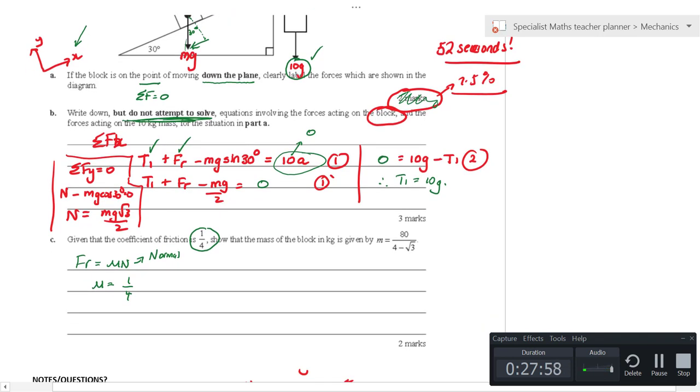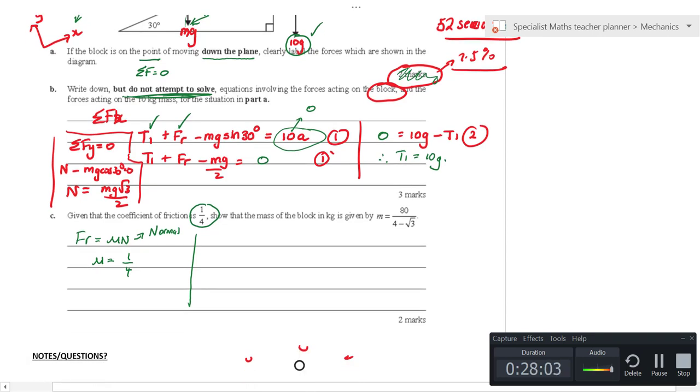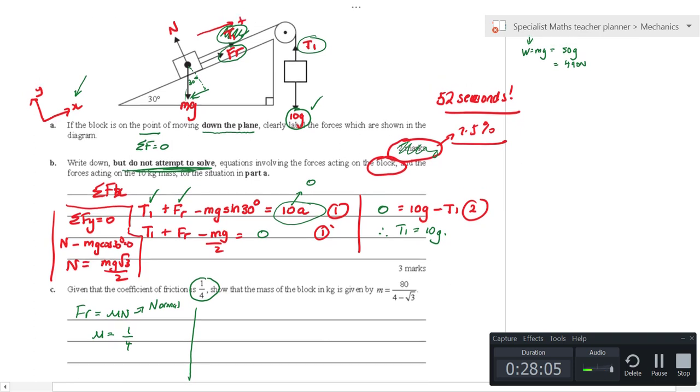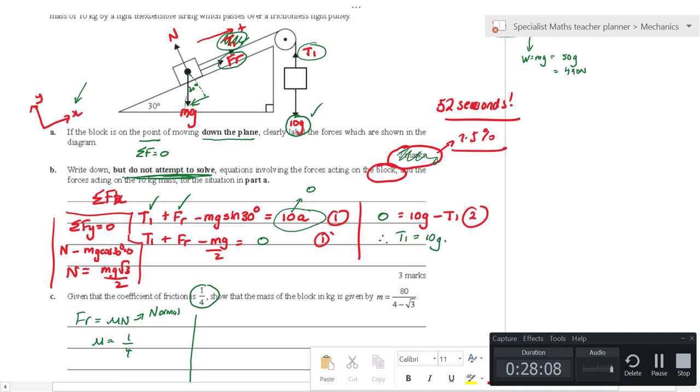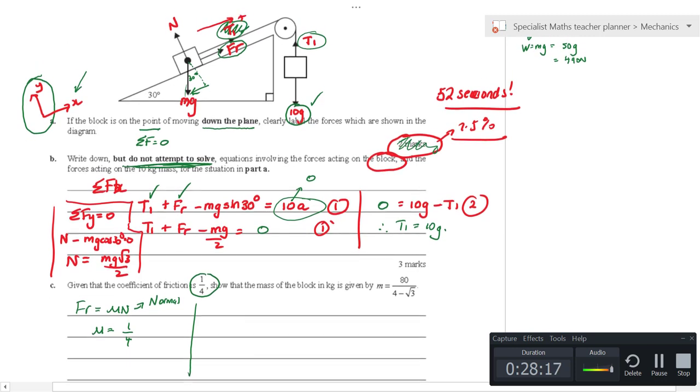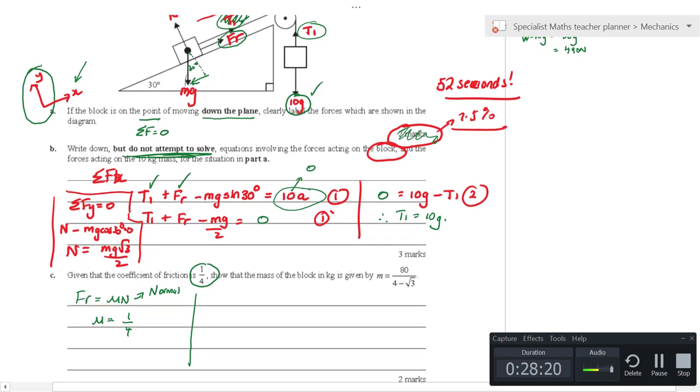So we had to do the net force in the y direction over here, which means that we're looking at a block. This block is not going anywhere in the y direction. This is the y direction. It's not going anywhere. So what we can say, and you can do it quite quickly, is that N is equal to mg cos 30 degrees, which is equal to mg root 3 over 2.